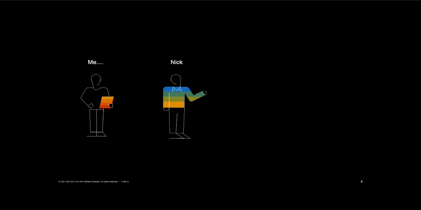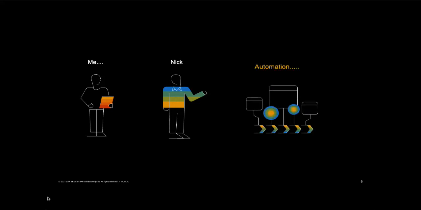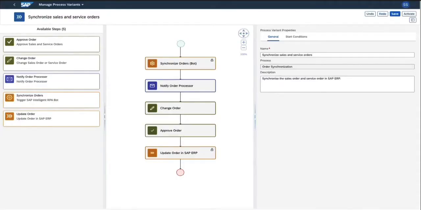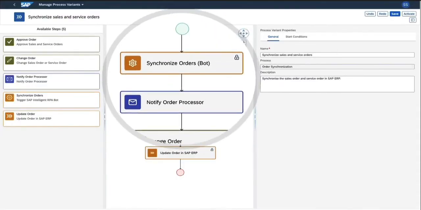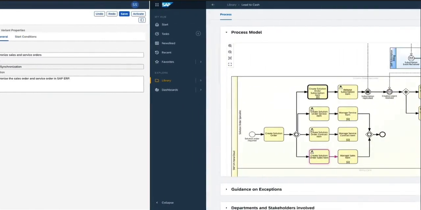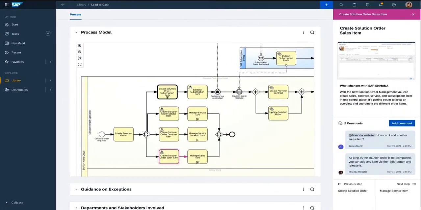I reach out to Nick from the order processing team. He has an idea on how to automate the process. As a citizen developer, he proposes a combination of SAP Intelligent Robotic Process Automation and Workflow Management. Nick builds a bot that synchronizes the sales and service orders, and he adds a workflow that notifies his team immediately whenever one of the delivery dates changes. This solves the alignment issue. The team then adjusts the related order and ensures the on-time delivery of the combined solar panels and services.